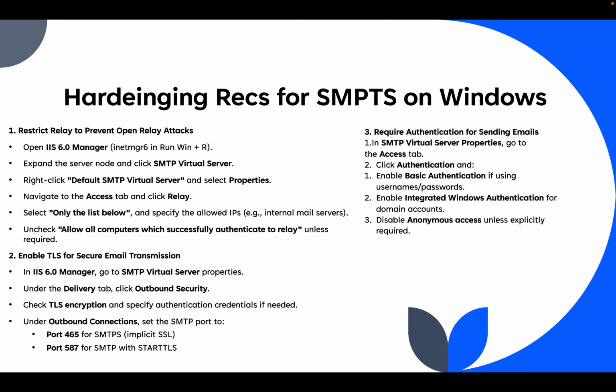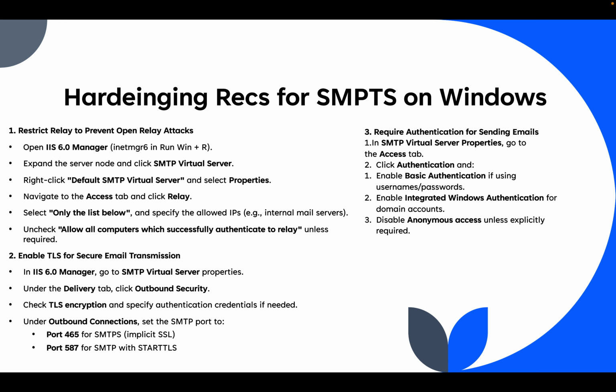Step 2 is enable TLS for secure email transmission. In IIS Manager, go to SMTP virtual server properties, click the Delivery tab, click Outbound Security, check the TLS encryption, and authentication of credentials if needed. Under the outbound connections, you're going to set the SMTP port to port 465 and port 587.